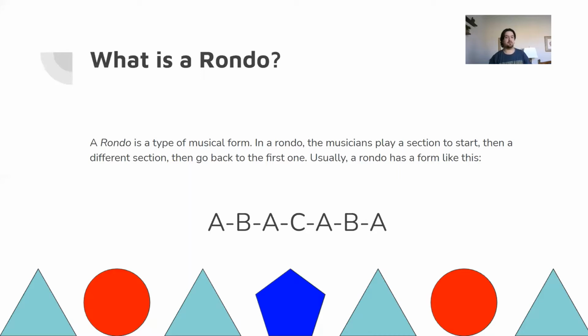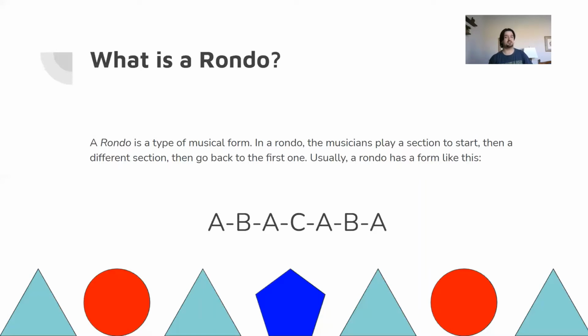If you want to think about it with the pictures, the triangle is like section A. So the triangle sounds a certain way. Then they play something that sounds different. That's section B, or the red circle. Then they go back and play section A again, the green triangle. Then they play a whole different section you never heard before. That'd be like the blue shape there. I'm not good at shapes. And that would be section C. Then you go back to the triangle with section A. Then you go back to section B, and then back to section A again.